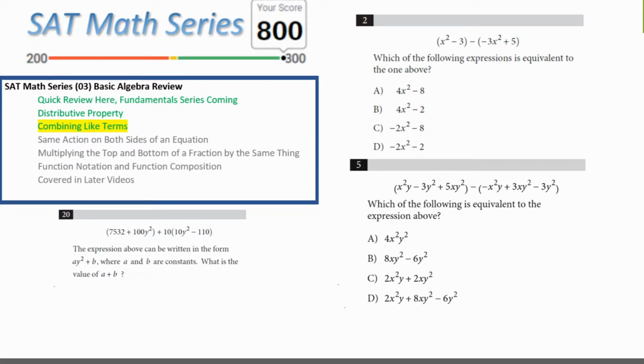Now let's do a quick review of combining like terms. We'll over-explain on the first problem and then really quickly do two more problems. In this first problem, it reads, the expression above can be written in the form ay squared plus b, where a and b are constants. What is the value of a plus b?